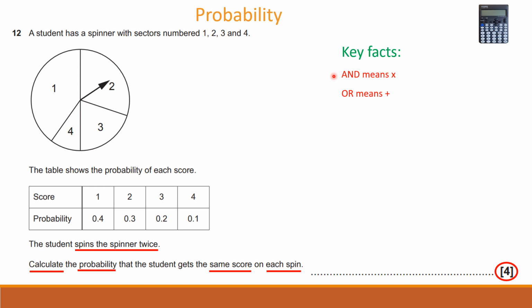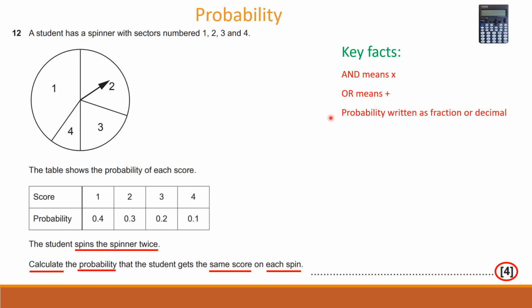So when you're working out the probability of getting the same score, you want the probability of getting a 2, and you want the probability of getting a 2. So this word and means you're going to be multiplying. When you want the word or, you're going to be adding. So to start with, you're going to be doing some multiplying, and then you're going to be doing an adding. It's a calculator paper, so you can use your calculator to help you.